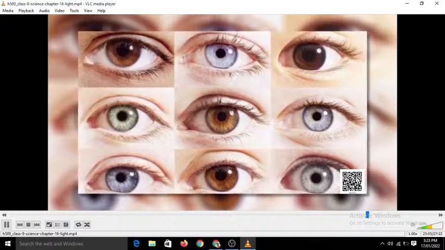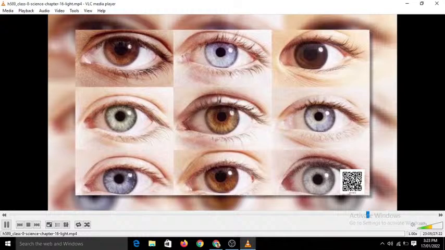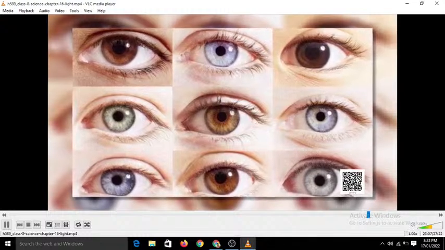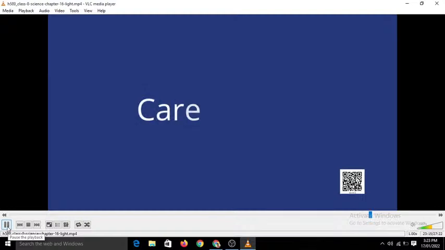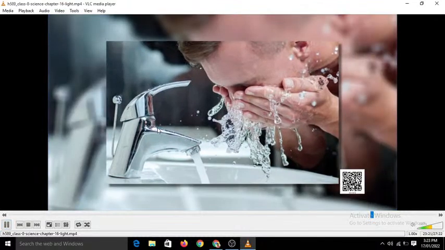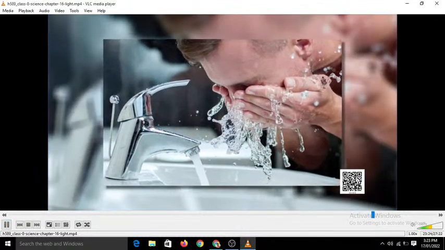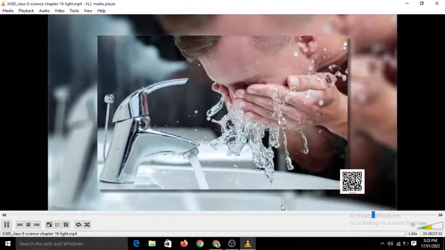So, dear children, eyes are very important for us. It is necessary that you take proper care of your eyes. Let's look at some important points for care of our eyes. Do not rub your eyes. Wash your eyes frequently with clean water.